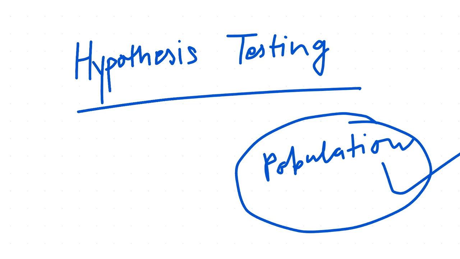So if we have a large number of values here, then we don't test by taking the entire population. Obviously it can be thousands, millions, billions also. So we just test that sample.